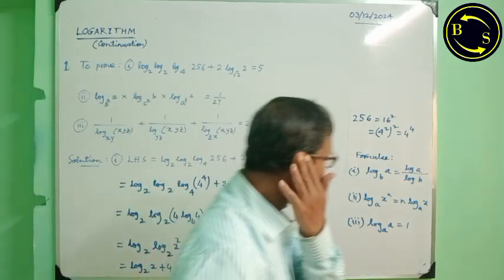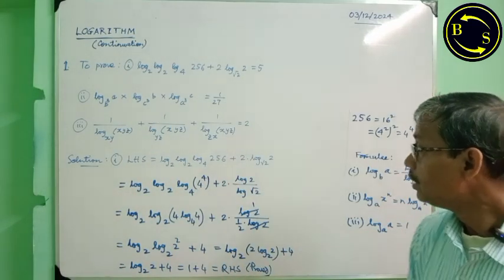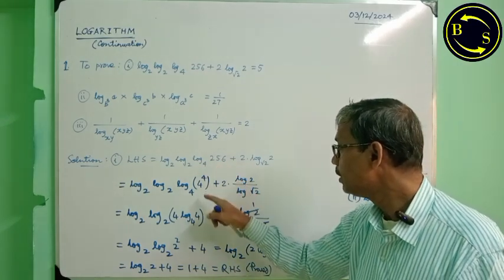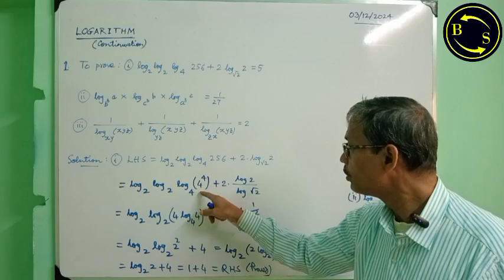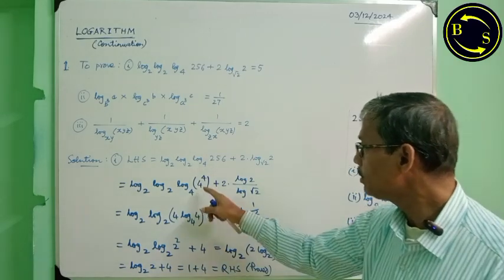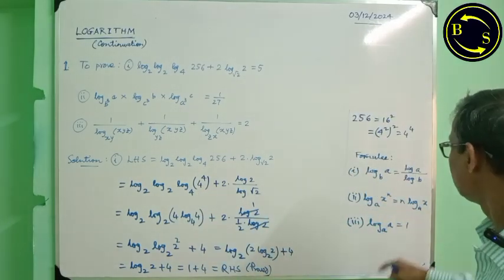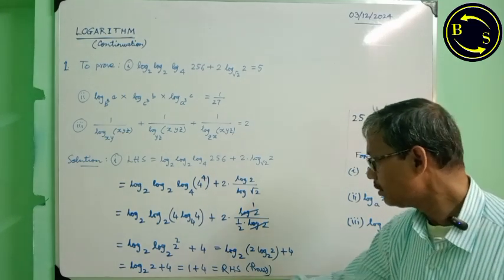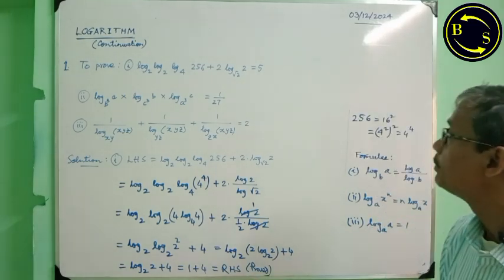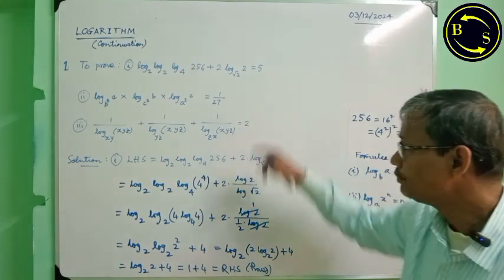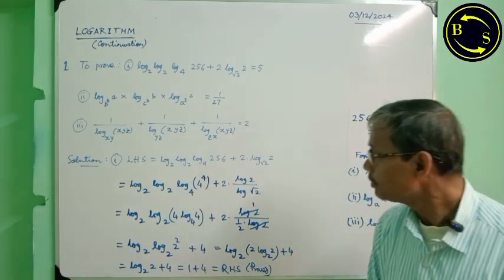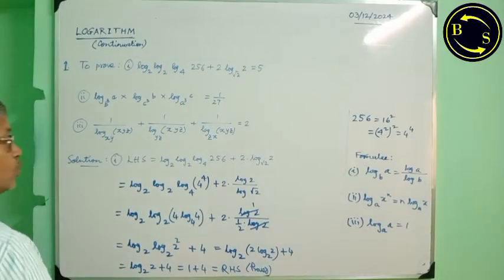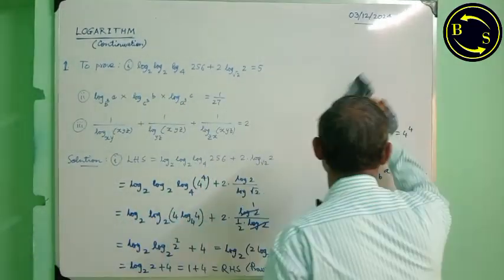Try to understand. First of all, this number has been expressed in the form of power of 4 like this. Then we have applied this formula and moved on. Finally, we get 1 plus 4, that is equal to 5, the RHS part. Hence, sum number 1 is solved. Now to solve sum number 2, I have this.